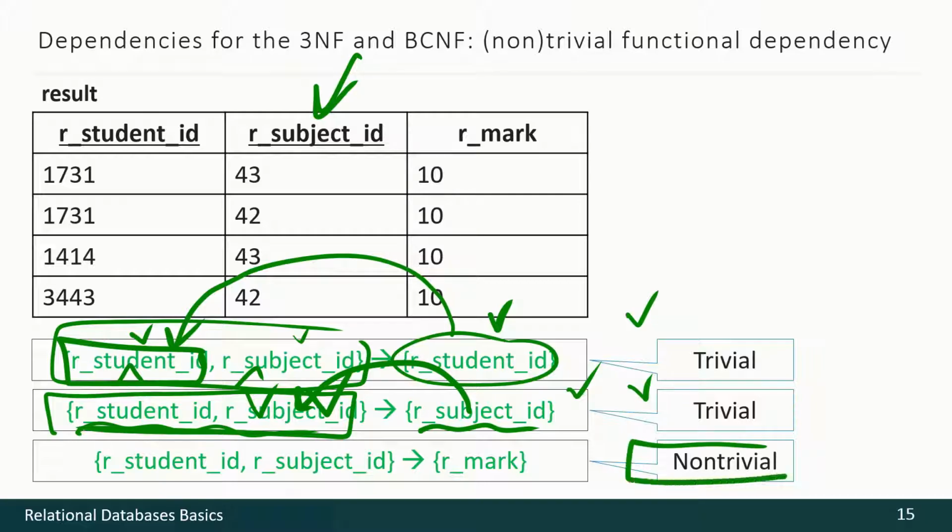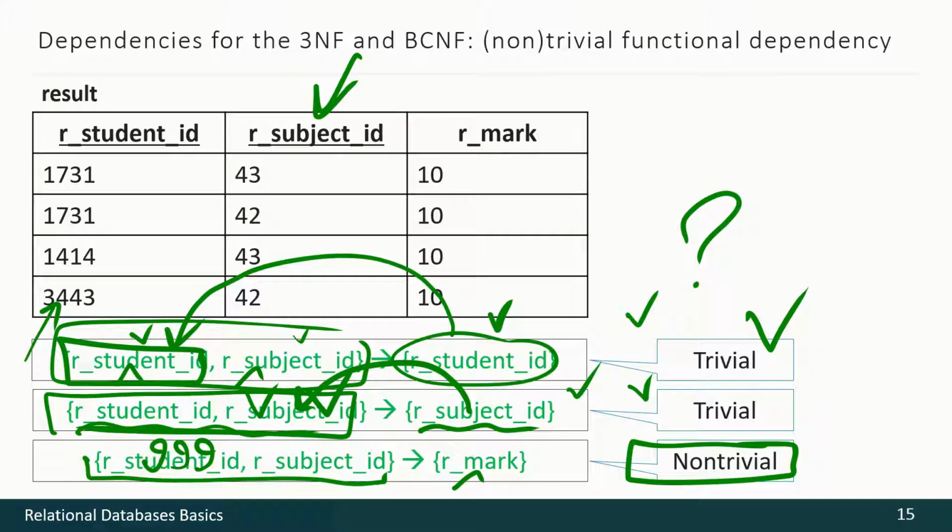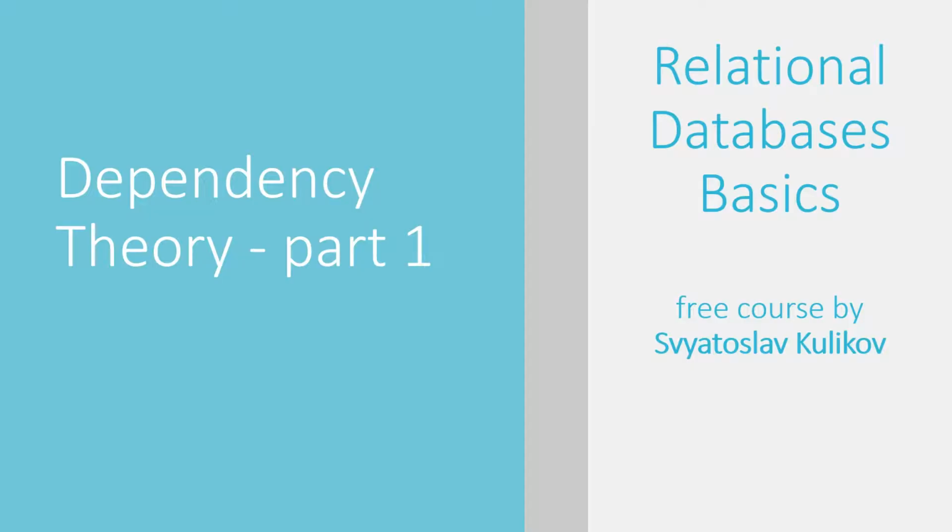But with non-trivial functional dependency, based on this set, we have to detect the mark. So there may be variations. Imagine such a student ID as 999. We can see no value here. So what is the mark? And so on and so forth. So once again, trivial functional dependency always holds, while non-trivial dependency may be in some cases violated. And in the next video we shall discuss more complex cases of dependency theory.